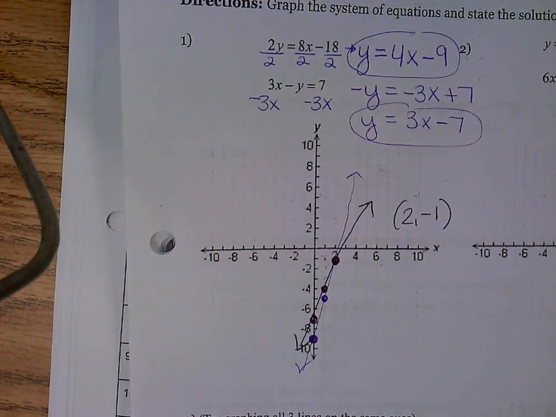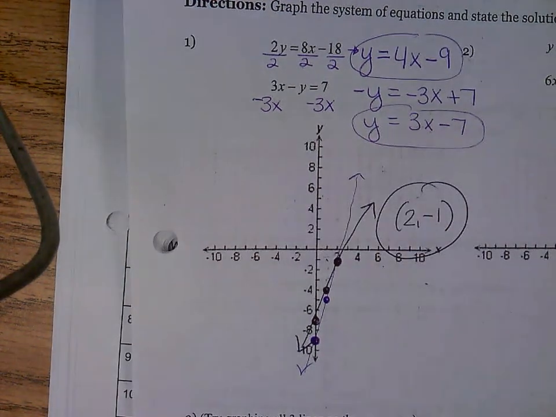So I can check I got the right answer because when I plug in 2 into these equations, I should get negative 1 as the answer. 4 times 2 is 8, and 8 minus 9 is negative 1. So now I'm going to double check. When I plug in 2 here, I get 6 minus 7, so that's also negative 1. So if you're unsure and it's hard to tell where they intersect, guess. I think it's at 2, negative 1, and then plug them in and it should work so that you know that you have the right answer. You shouldn't have to guess that the answer was right or wrong.